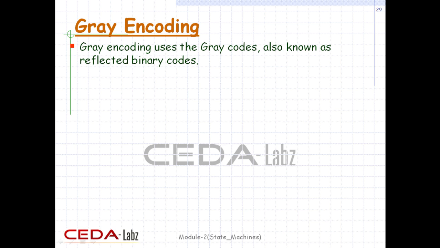If n equals 4, then 2 flip-flops are required and the state codes are S0: 00, S1: 01, S2: 11, S3: 10.